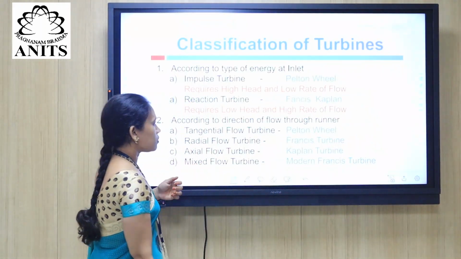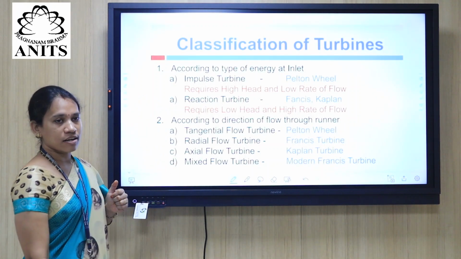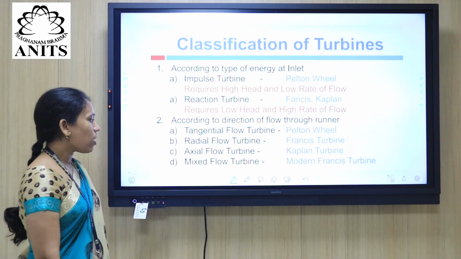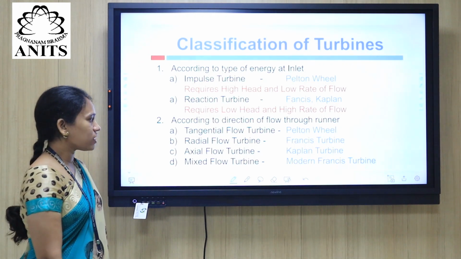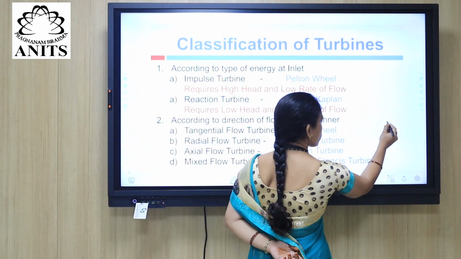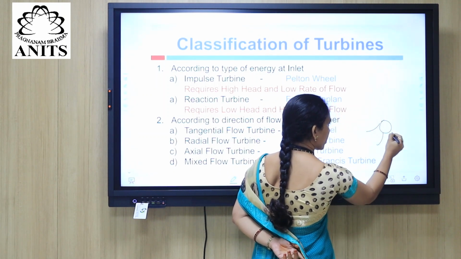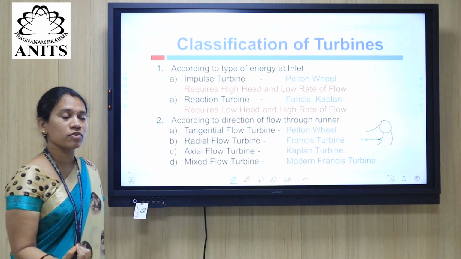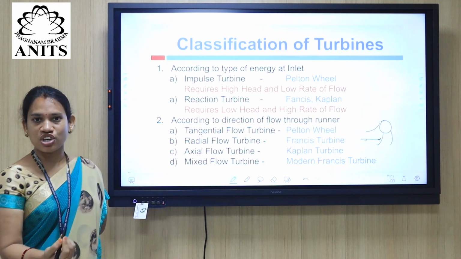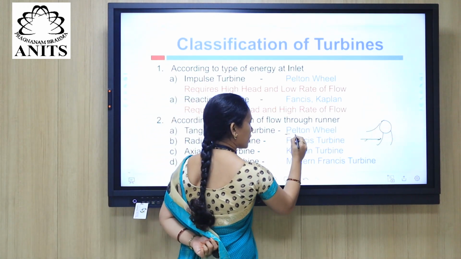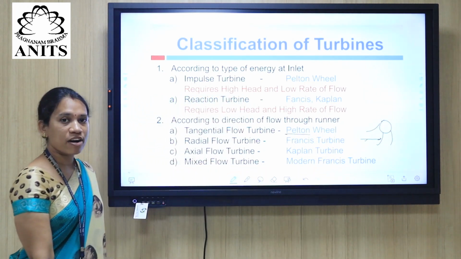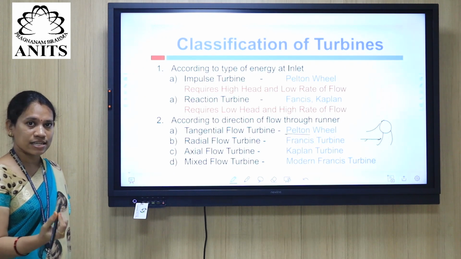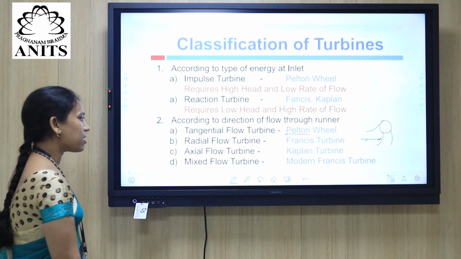According to the direction of flow through the runner, there are four types of turbines: tangential flow, radial flow, axial flow and mixed flow. Coming to the first one, tangential flow: if the jet strikes the tangent of the vane, it is referred to as a tangential flow turbine. In a Pelton turbine, the jet strikes the middle part of the vane, at the tangent, which is why the inlet velocity triangle is a straight line in the case of a Pelton turbine.